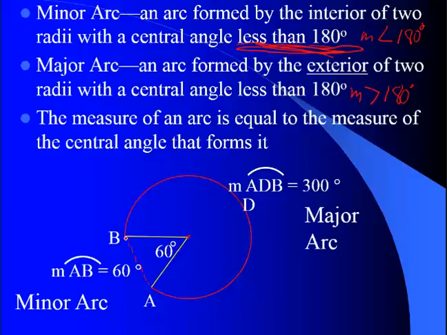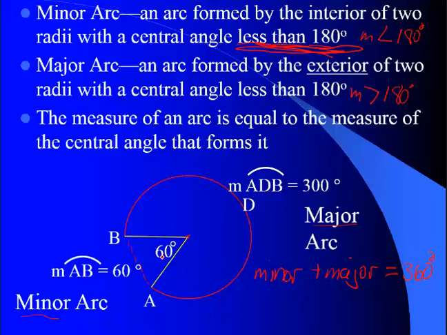And then remember, the whole circle has to equal 360 degrees, so the major arc is going to be that 360 minus your minor arc. The two arcs are going to add up to 360 degrees. So minor plus major is going to equal 360 of the same central angle.